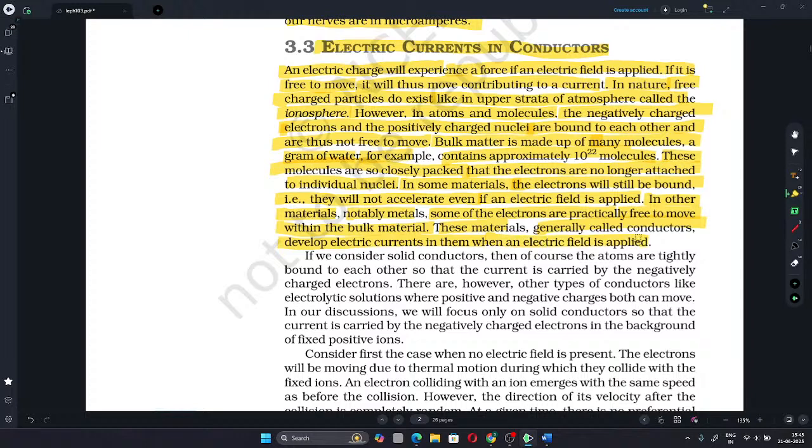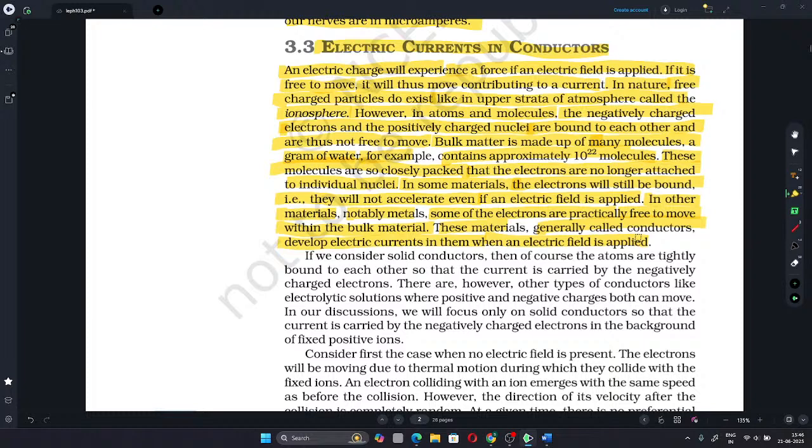Let's read the paragraph again. An electric charge, either positive or negative, will experience a force if an electric field is applied. If it is free to move, it will thus move, contributing to a current. In nature, free charged particles do exist, like in the upper strata of the atmosphere called the ionosphere. However, in atoms and molecules, the negatively charged electrons and positively charged nuclei are bound to each other and are thus not free to move.